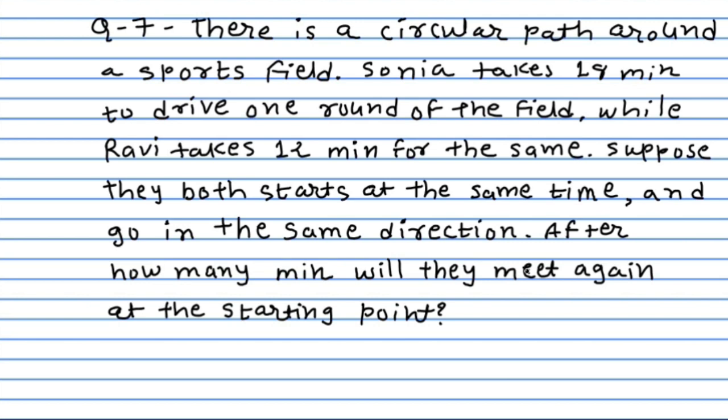And the last question, question number 7. There is a circular path around a sports field. Sonia takes 18 minutes to drive one round of the field, while Ravi takes 12 minutes for the same. Suppose they both start at the same time and go in the same direction. After how many minutes will they meet again at the starting point?